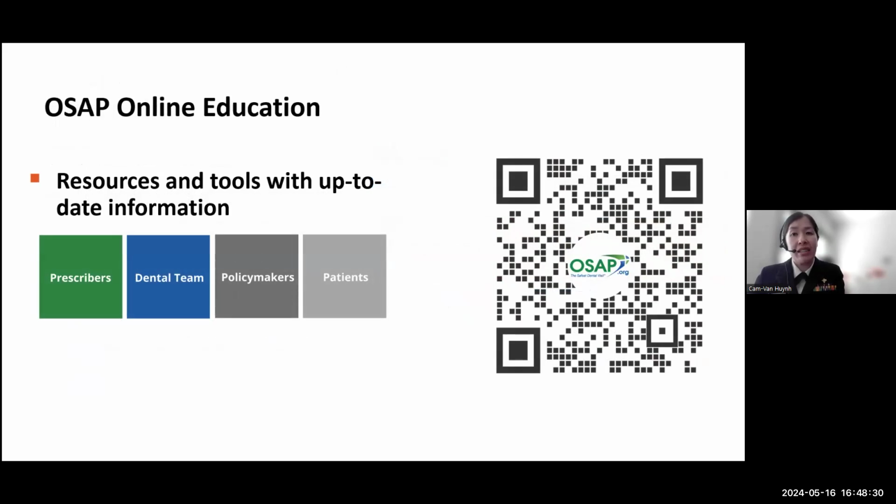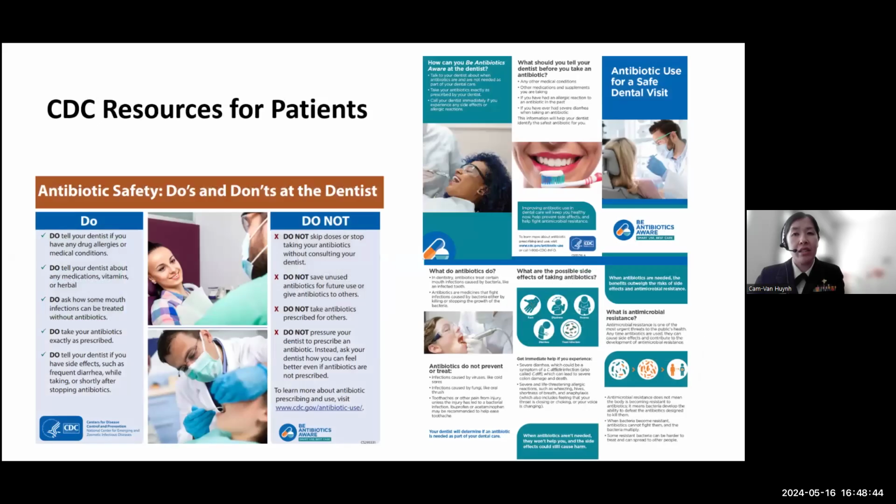OSAP's website content on appropriate antibiotic use can be accessed through the QR code here, and it includes educational material with up-to-date information for dental prescribers, the dental team, policymakers, and patients. CDC also has several resources available related to appropriate antibiotic use in dentistry for a variety of audiences. The audience for these materials include patients, dentists, health departments, and others involved with dental antibiotic stewardship activities. And for patients, we've created communication materials that include antibiotic safety do's and don'ts at the dentist and antibiotic use for a safe dental visit.